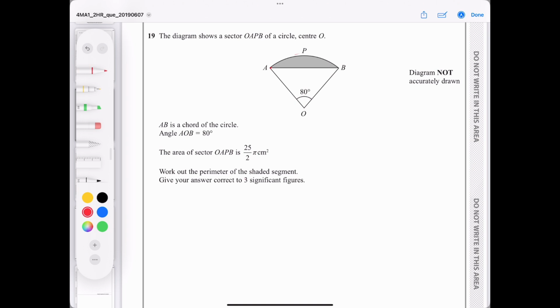So we're going to have to work out the perimeter of the shaded segment, and give your answer to 3 significant figures. The first thing we've got to do is find out what r is.